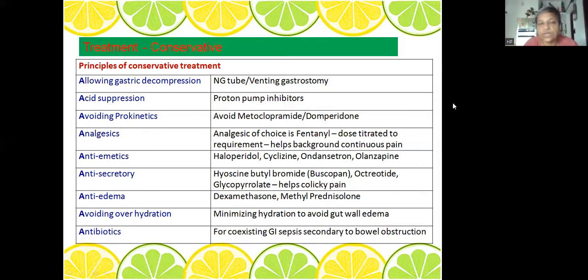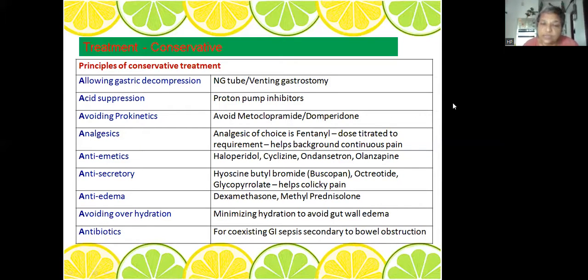Acid suppression has to be done. So proton pump inhibitors can be used. I'm not going to be very detailed with the medications, okay? Because usually what the doctors prescribe, we go for that type of medications. But just for your knowledge sake, I'm talking.